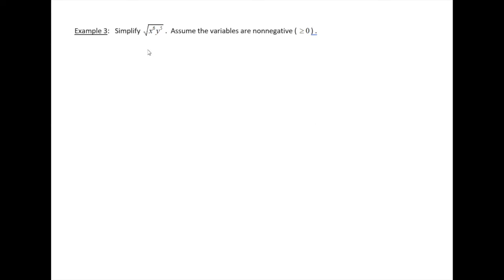In this example, we're asked to simplify the square root of x to the 6th power times y to the 5th power. We're also told to assume that the variables are non-negative. That means that they take values that are greater than or equal to 0. And we'll explain why we include this condition at the end of the lecture. Let's start with the alternative method for simplifying the square root.